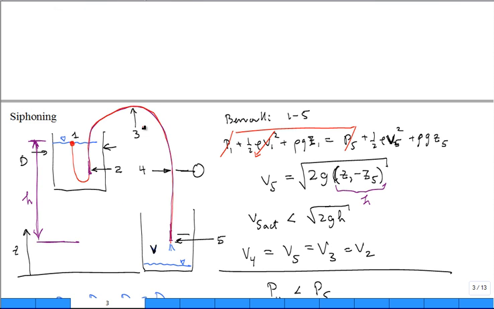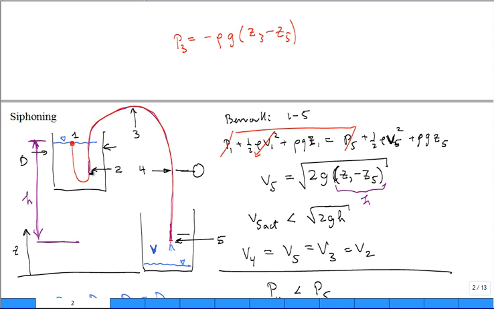We get up to 3. That's the highest point. This is the strongest vacuum. That pressure at 3 is going to be negative rho g (Z3 minus Z5) gauge. If I pop a hole in the tube there, the air will rush in because the pressure at 3 is less than the atmospheric pressure. It will break the siphon. The siphon will be broken. It won't work anymore.